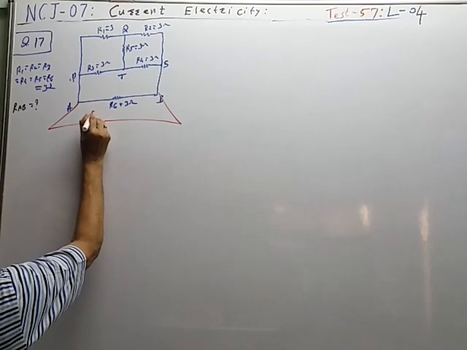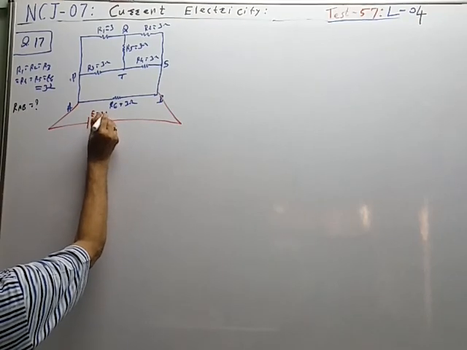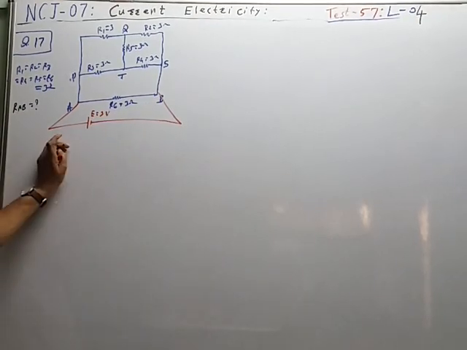So this is the EMF E is equal to 3 volt. So this is the correct circuit diagram. We have to show E.